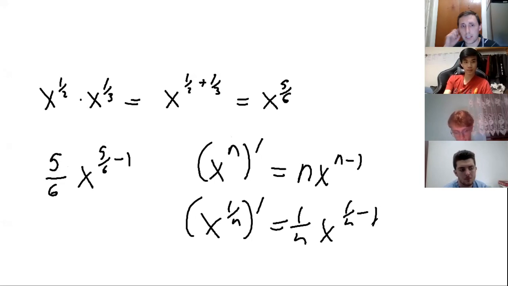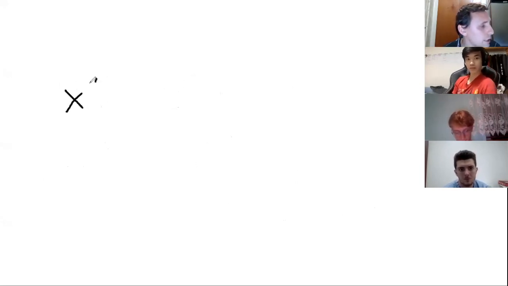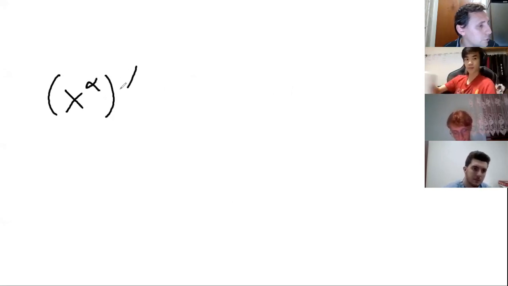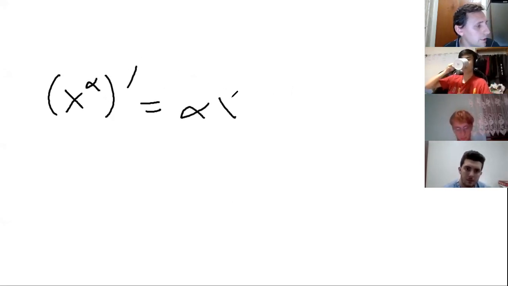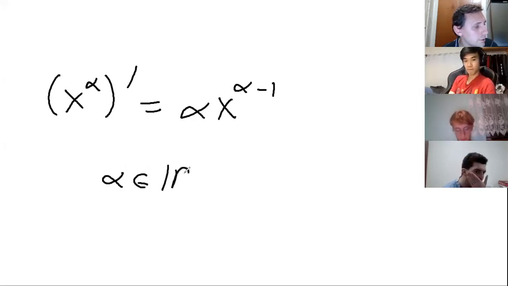But we can actually figure out eventually that if you have x to any power alpha, its derivative is alpha x to the power of alpha minus 1, where alpha is any real number.